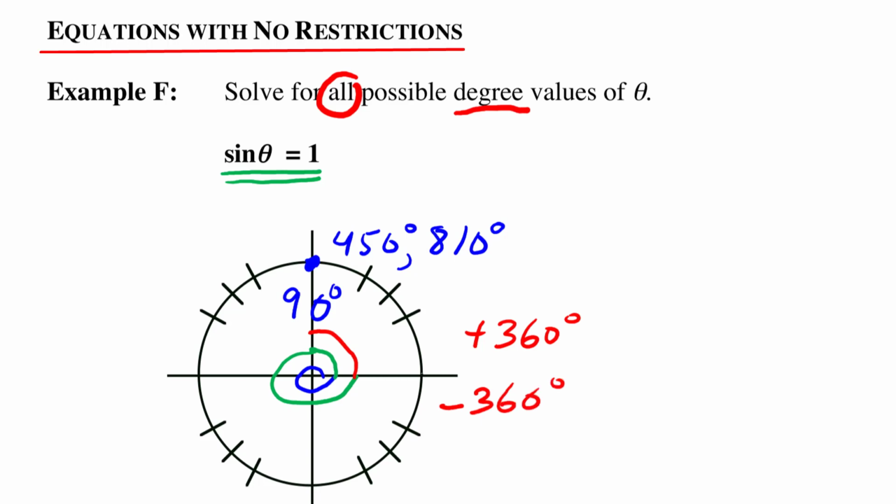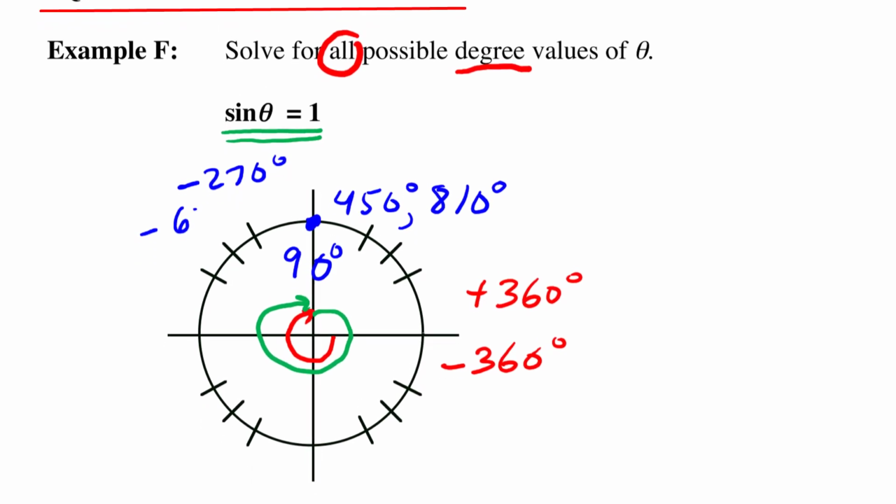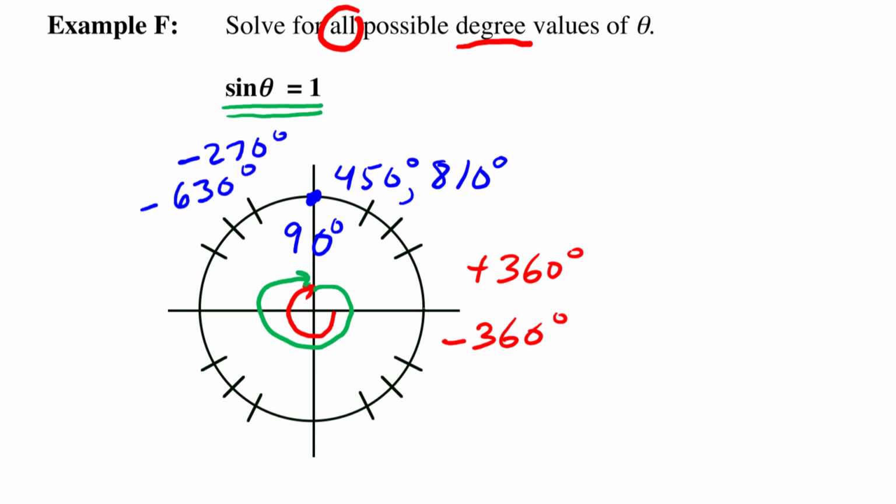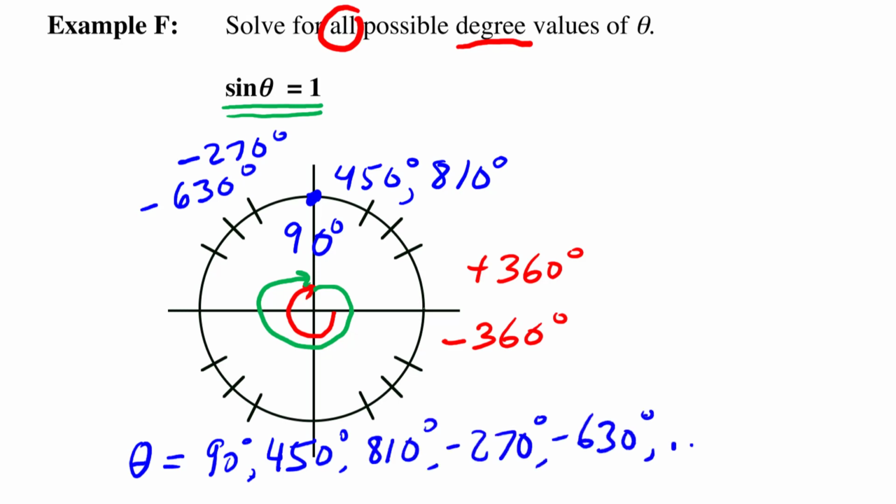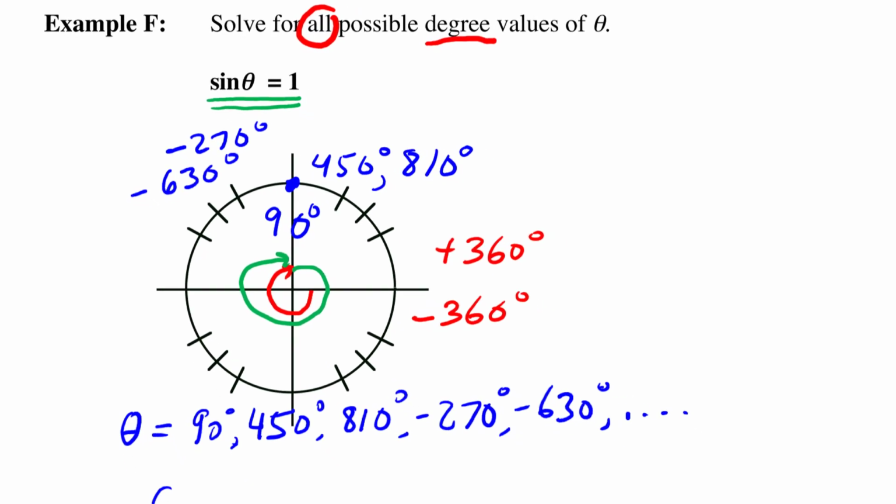We can even go in the negative direction by subtracting 360. We'll subtract that from 90 degrees. We get negative 270 degrees. If we go in the negative direction a second time, we're now at negative 630 degrees. And we can keep going on and on and on. So if we started making a list of all the solutions we have here, you can see already that we've got 5 solutions, and we don't want to have to do that.